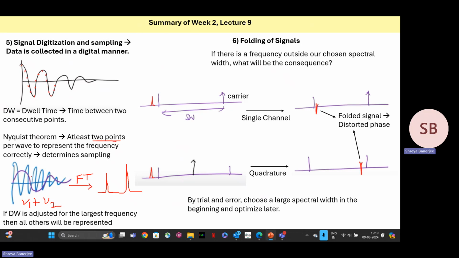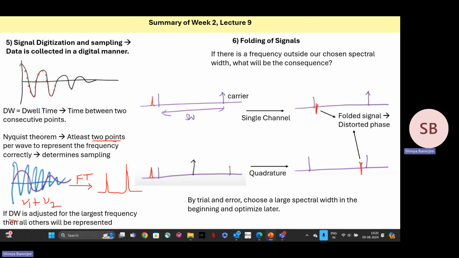So normally what we do is we take the dwell time for the largest frequency. So these two waves that you see here, we normally choose the time in such a way that at least 2 points are collected for each frequency, and then it is enough to reconstruct the FID and we can do the Fourier transform to get the spectrum.